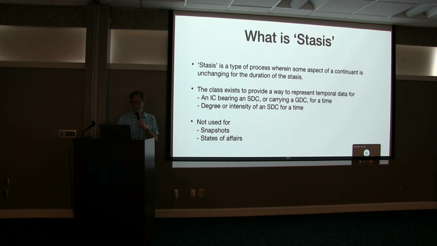So, what is stasis? Stasis is a class for representing processes wherein some aspect of a continuant is unchanging for the duration of the stasis. The class provides us a way to represent temporal data for things like an independent continuant bearing a specifically dependent continuant, or perhaps carrying a generically dependent continuant for a particular time, as well as degrees or intensities of specifically dependent continuants.